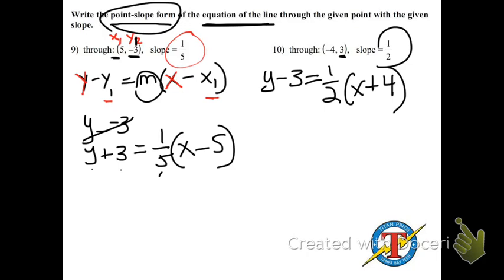You don't need to know that it's point slope form. You do need to know that if they say write the equation of a line, you need what? You need two things. Point and slope. Point and slope, point, slope.